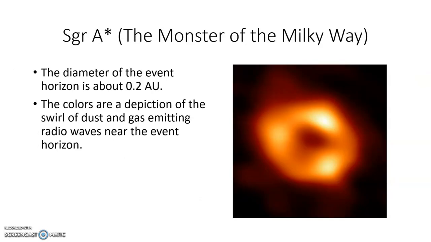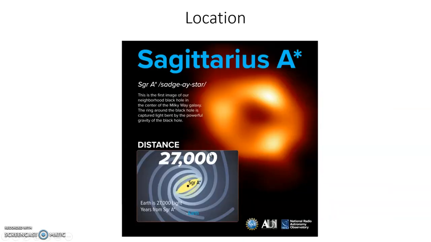Okay, so right here is Sagittarius A Star, the monster of the Milky Way. This is the supermassive black hole that's at the center of the Milky Way. The diameter of the event horizon, which you can see right here, is about 0.2 AU. And the various colors that you can see here are a depiction of the swirl of dust and gas emitting radio waves near the event horizon of the black hole. Okay, the location of Sagittarius A Star with respect to the Earth is about 27,000 light years away at the center of the Milky Way.